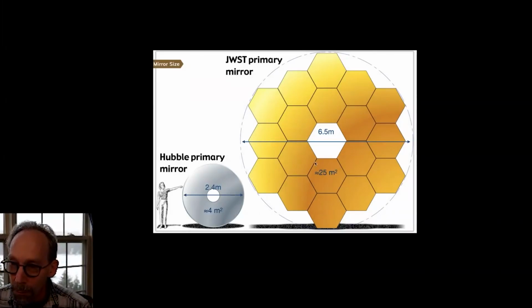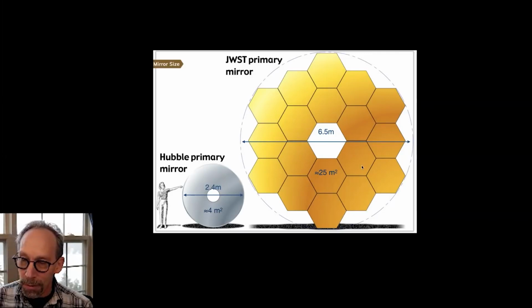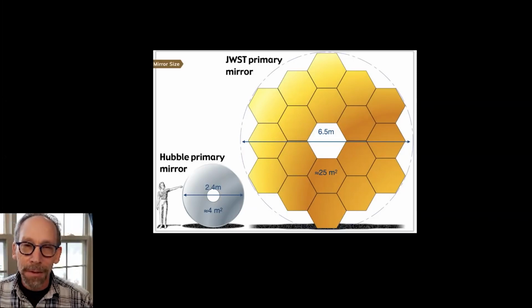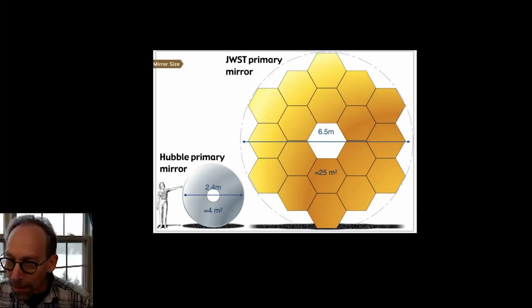So when you compare the collecting area of the James Webb Space Telescope to the Hubble Space Telescope, you get a factor of about 6.25 between 4 meters squared and 25 meters squared. And so it has basically a little over 6 times the collecting area. But there's something else that's important about it.